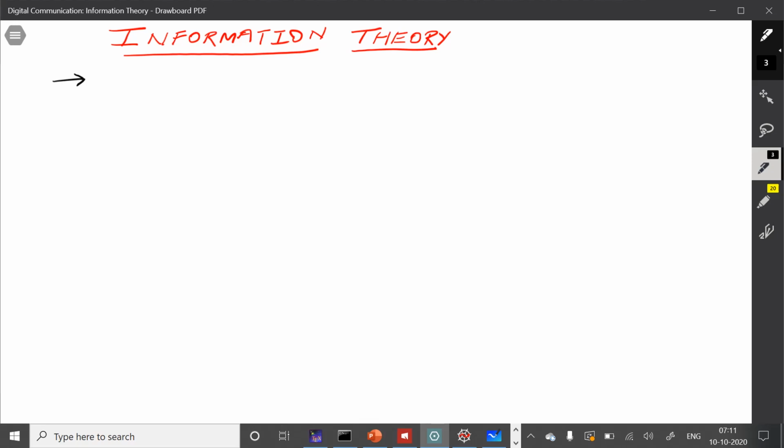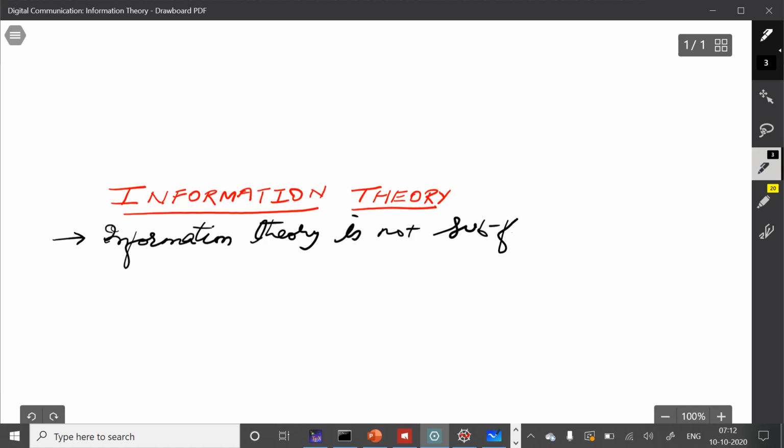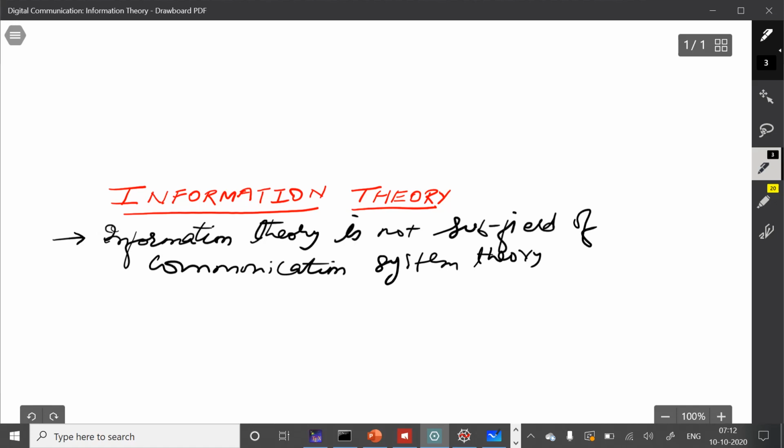Information theory, first of all, there should not be any confusion about what information theory is. Some of you might be from other backgrounds, computer science or electrical. They might think that it is something related to communication systems. So let me first clear the confusion: information theory is not a subfield of communication system theory. It is a separate, independent branch of mathematics.